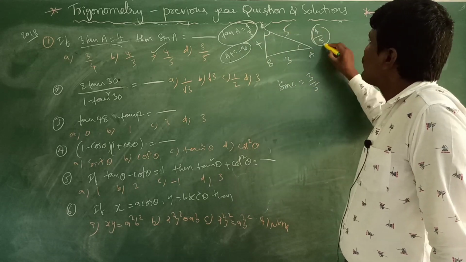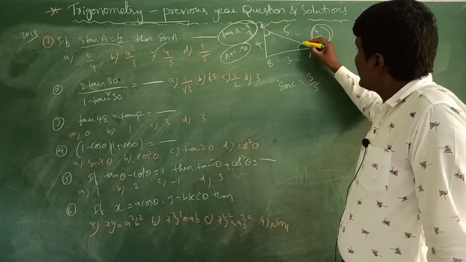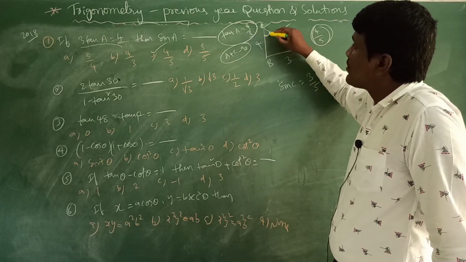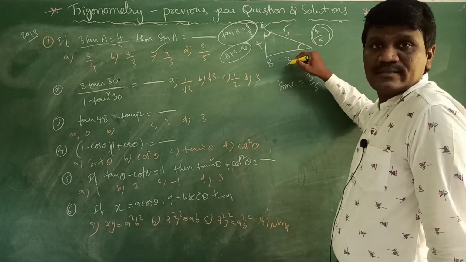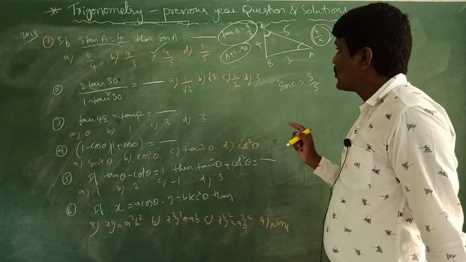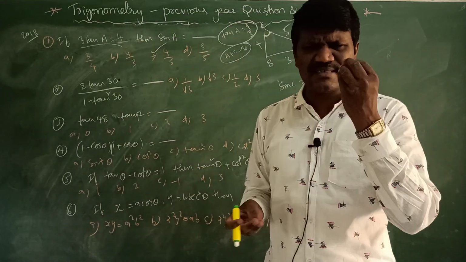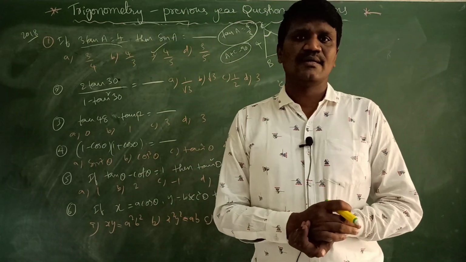So sin A is 4 by 5, that means from A you take opposite side 4, and if it is sin C, from C you take the opposite side, 3 by 5. Okay students, so sin A value is 4 by 5. Very easy, within half a minute you can do the solution.